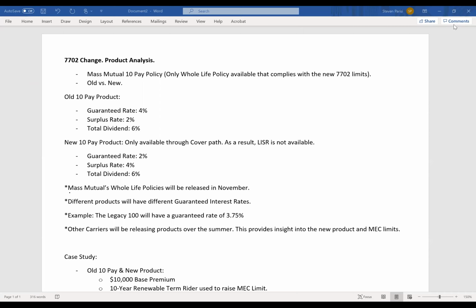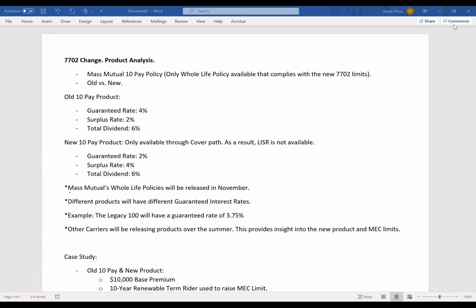All right, we are going to have some fun today. We're going to take a look at a product that complies with the new 7702 change. We're going to look at MassMutual's whole life 10-pay product. MassMutual raced to be the first to the marketplace with a product that complies with the new 7702 limits.